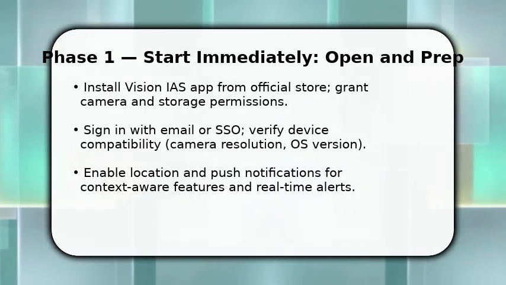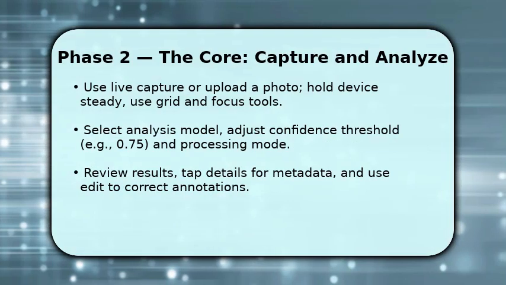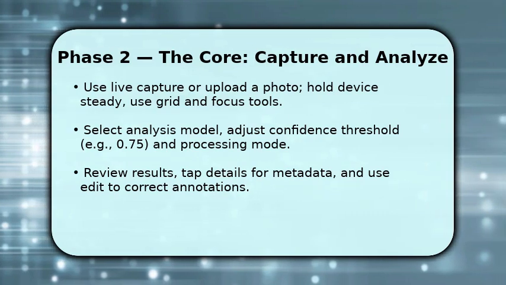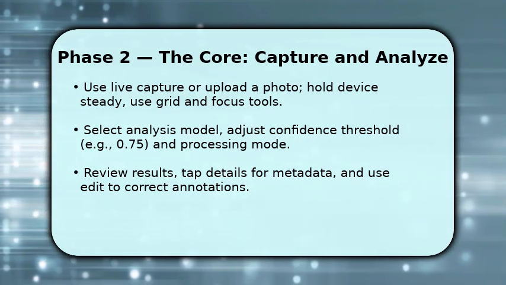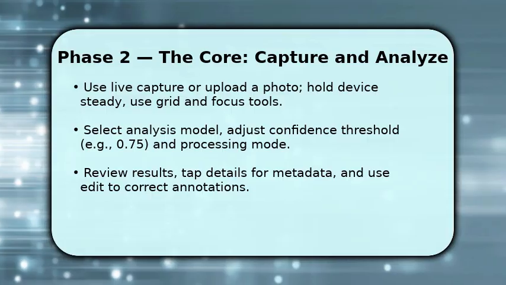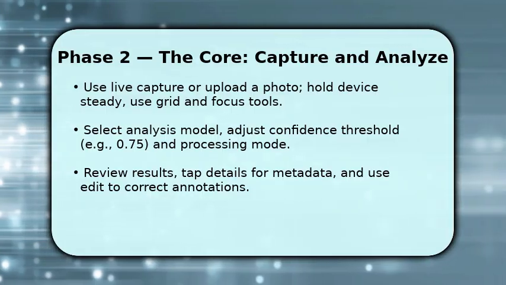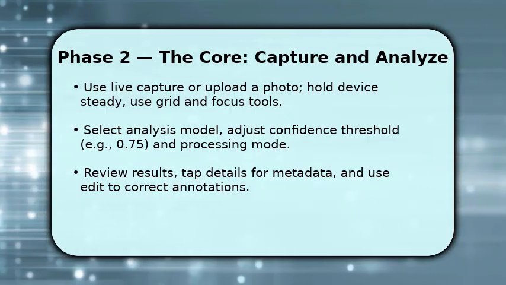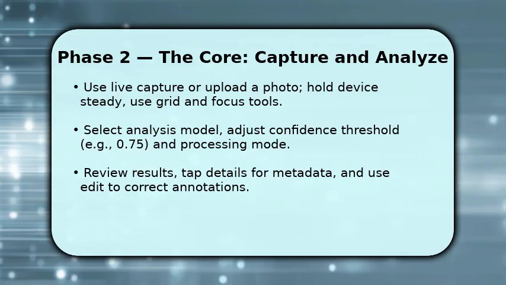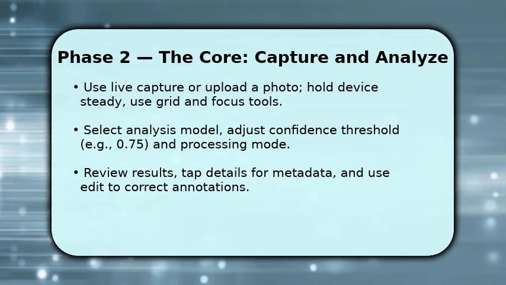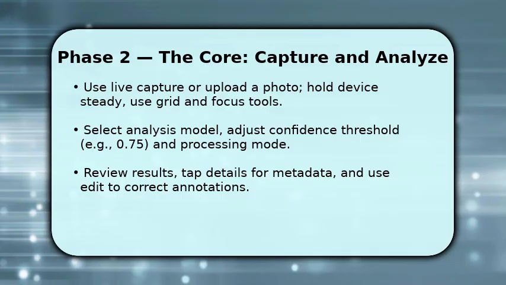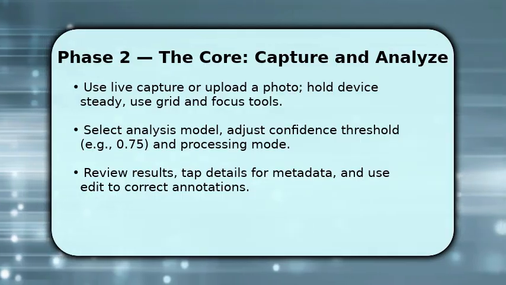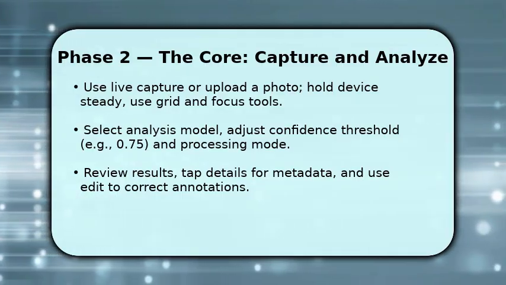This avoids interruptions later. You frame the subject using the grid and focus tools, then capture with live mode or upload an existing photo. Hold the device steady to reduce blur. After capture, choose the analysis model and set the confidence threshold, for example, 0.75 balances precision versus recall, then pick processing mode. Quick for drafts, full for final reports.